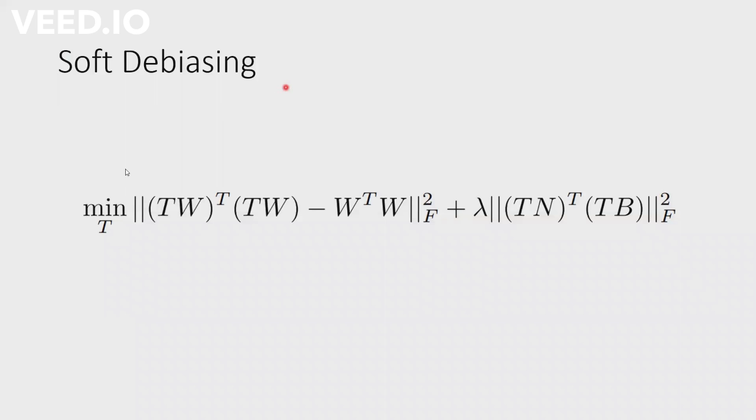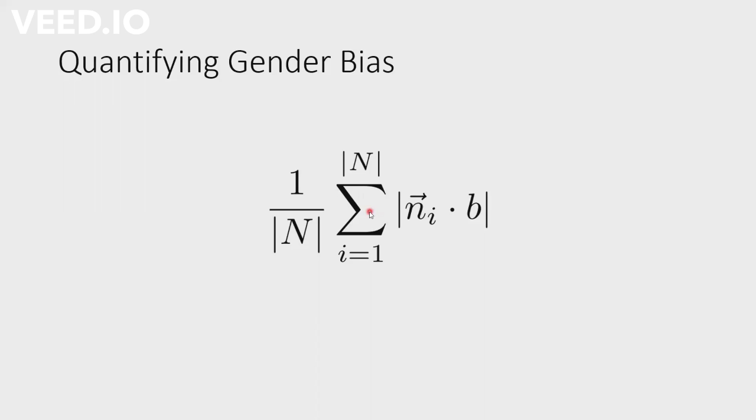Now for soft debiasing, our goal is to find a linear transformation T which we can apply to our word vectors. This first Frobenius norm seeks to minimize the difference between the debiased word vectors, TW, and the original word vectors, W. The second term seeks to minimize the component of each neutral word in the bias subspace. This parameter lambda simply weighs these two terms. To quantify our gender bias, we will simply be looking at a neutral set and computing the component of each word in the gender subspace, and summing those up and dividing by the number of words in that neutral set.